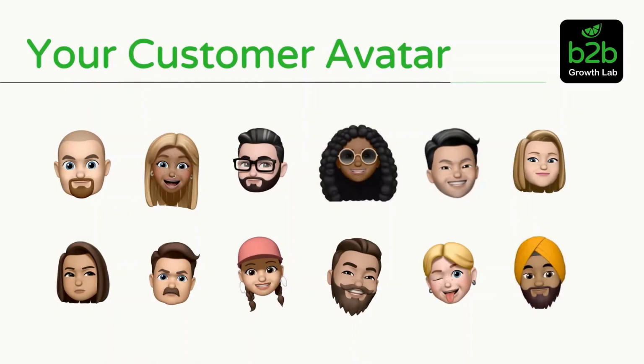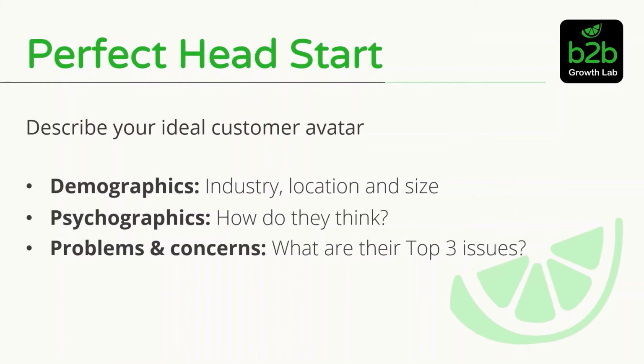Today we're going to be exploring who your ideal customer avatar is and what makes them tick, how they think, what keeps them awake at night, all those really important things. This is really the perfect head start to be able to describe your ideal customer avatar. We're going to be exploring demographics, so which industry they're from, what is the perfect location for you to be dealing with, and the ideal size of the company that will be in your sweet spot. Then we'll look at psychographics. How do they think? What makes them tick? And then problems and concerns. What are their top 3 issues?